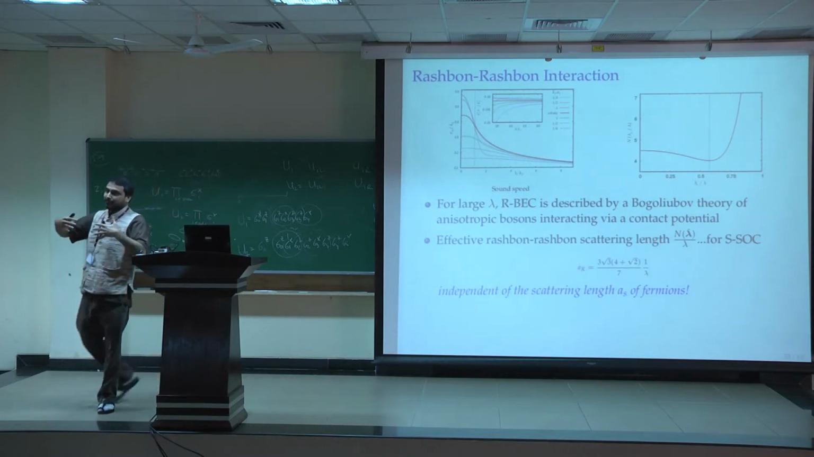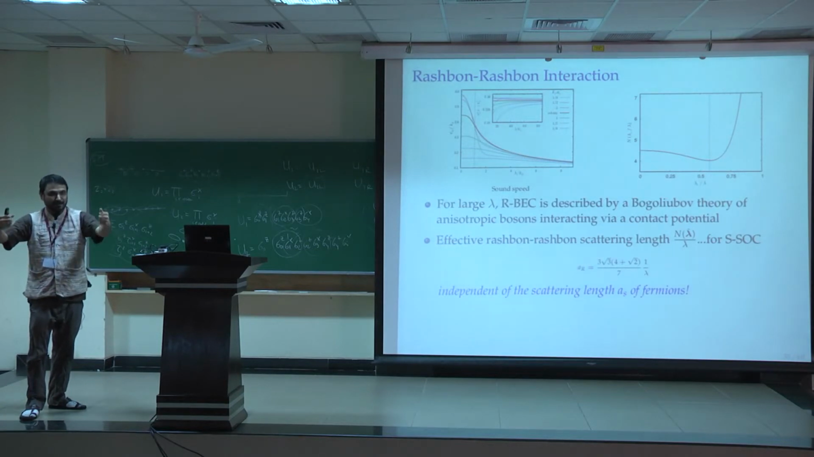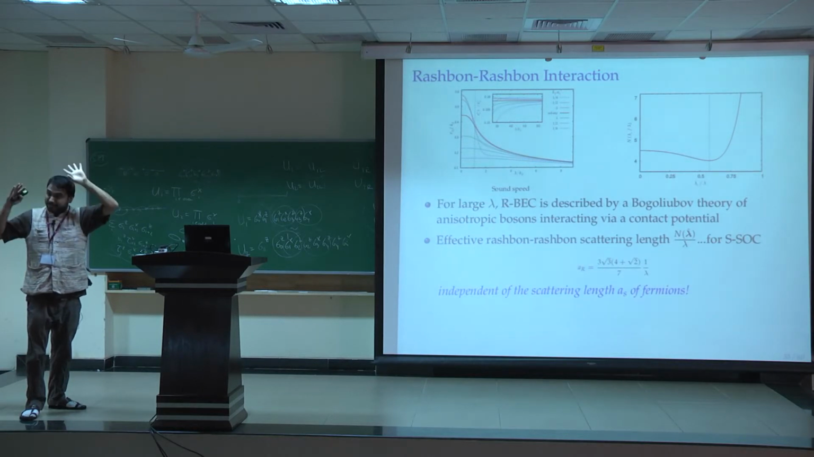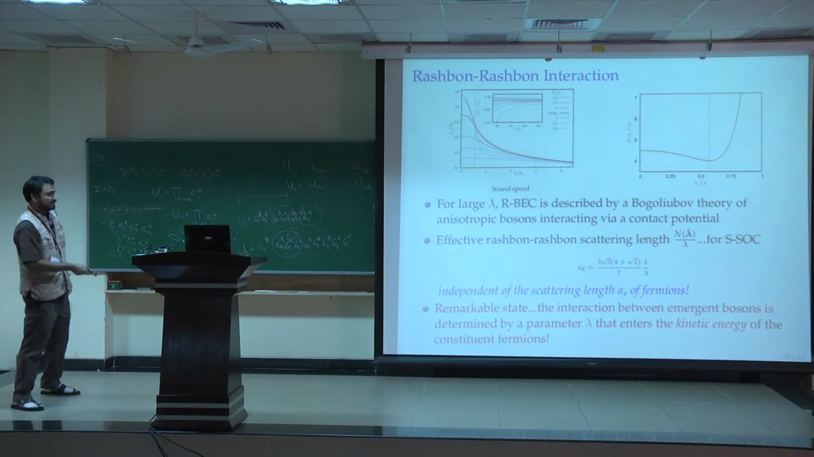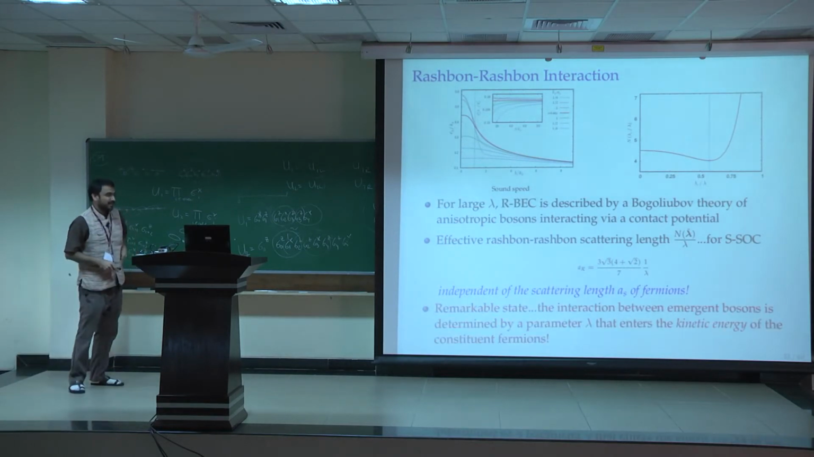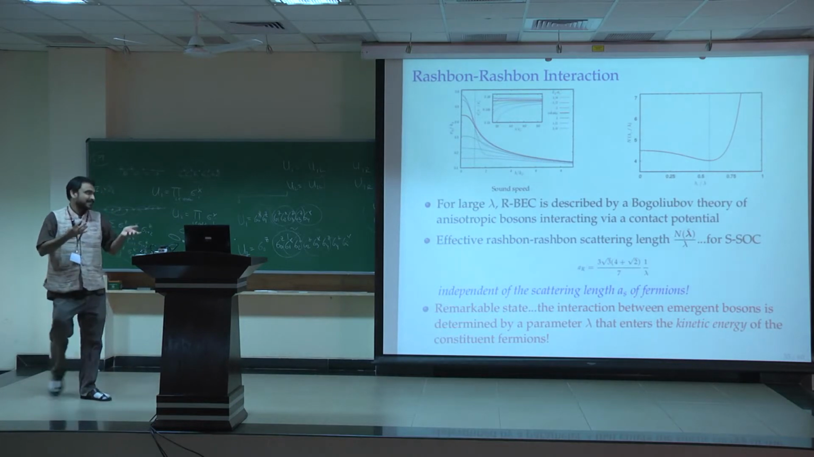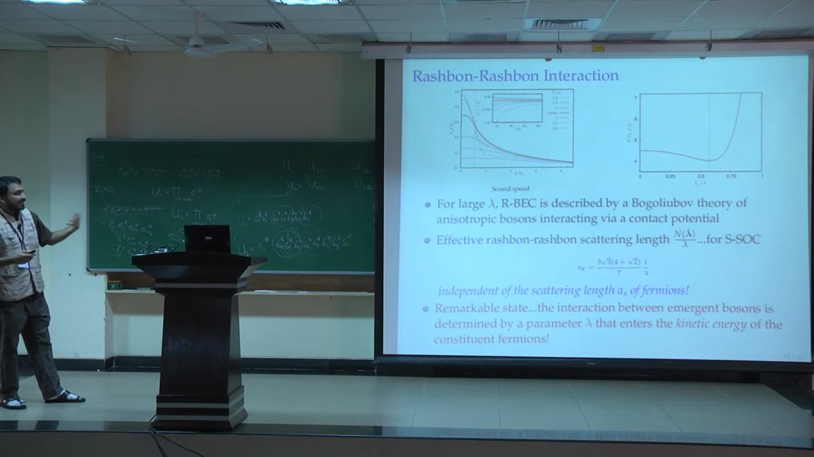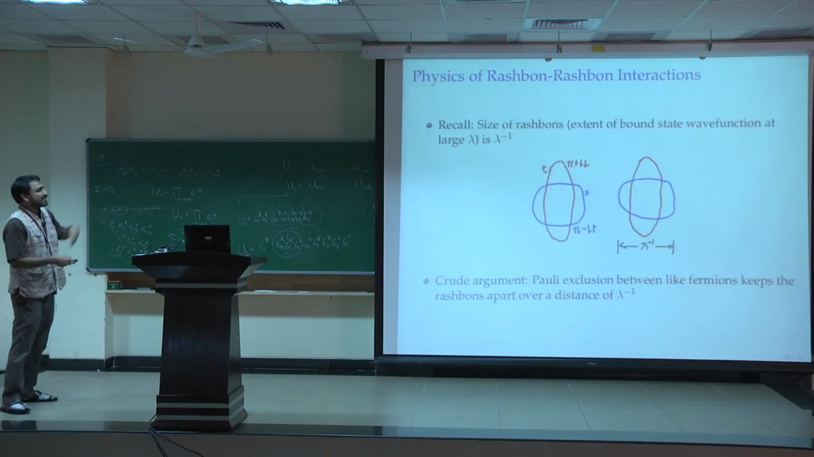So you start off with a system of fermions with some scattering length, you form these Rashbons, and eventually at large lambda you get these bosons, and they interact with each other by an interaction which is determined only by the strength of the gauge field and nothing else, right? And that's the result. The scattering length is independent of the scattering length of the fermions. So in this sense, it's a nice state in which you start off with some constituents which were interacting with each other, and the excitations have interactions which are independent of the interactions between the constituents. So that's the picture.